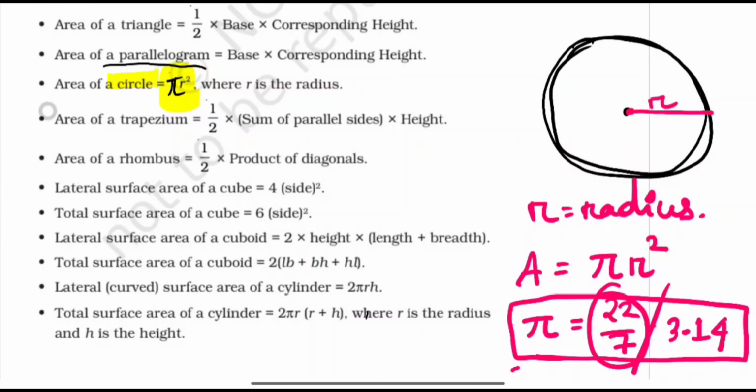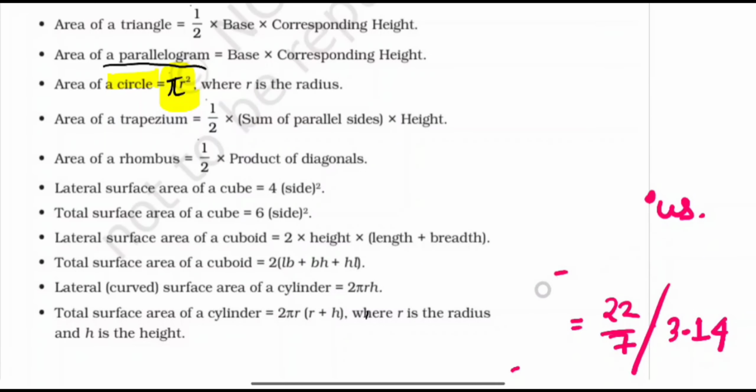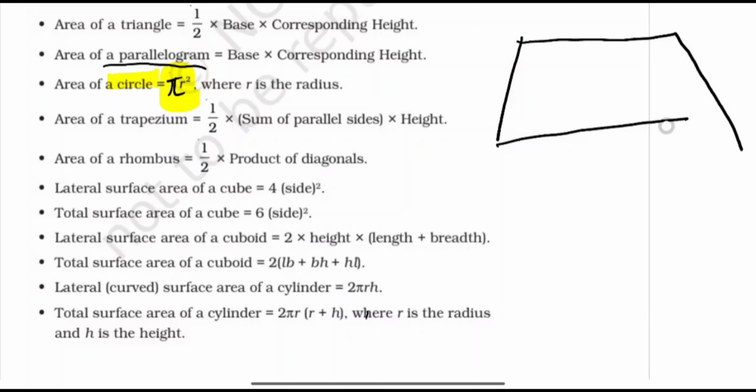Now let's have the area of a trapezium, right? What should be the area of a trapezium? Before going into the area of a trapezium, we must know what a trapezium is. So what is a trapezium? A trapezium is a quadrilateral in which one pair of opposite sides are parallel, and the other pair of opposite sides are not parallel to each other, right?